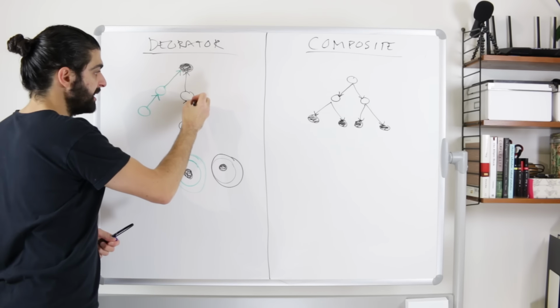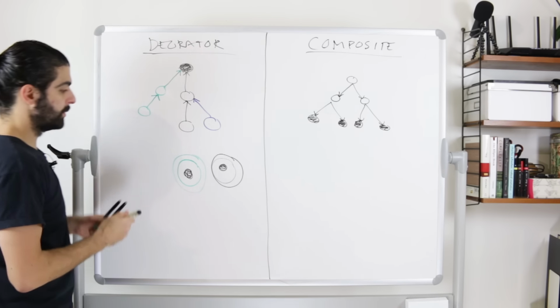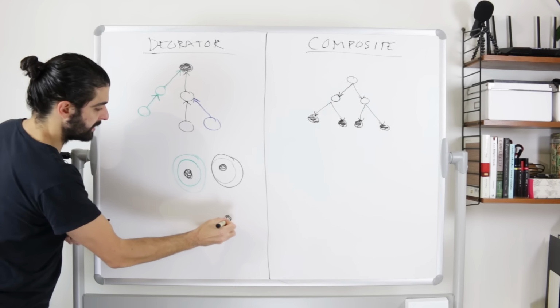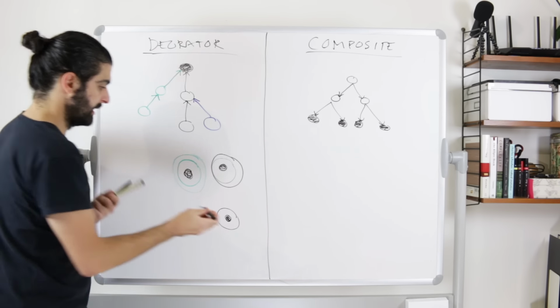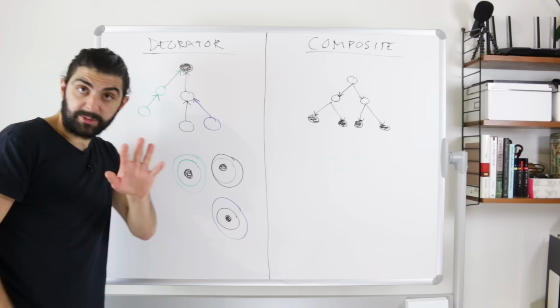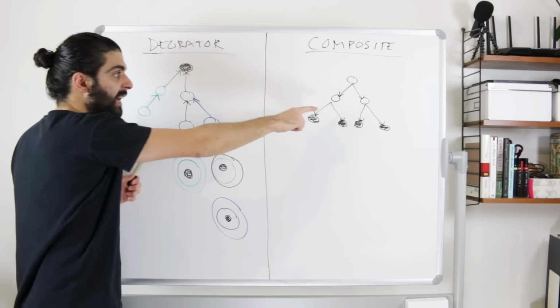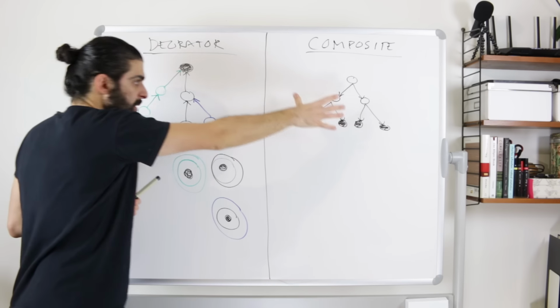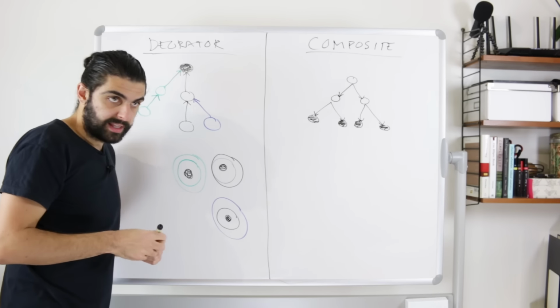So maybe we wrap this in another decorator. And let's, for completion, draw that as well. So that would correspond to, we have the concrete component, and then we have the first decorator, and then we have this second blue decorator. And if I stop thinking about the colors for a moment, you can hopefully see how we can create this tree, this composite tree, from this decorator tree, if we don't think about the direction of the arrows.